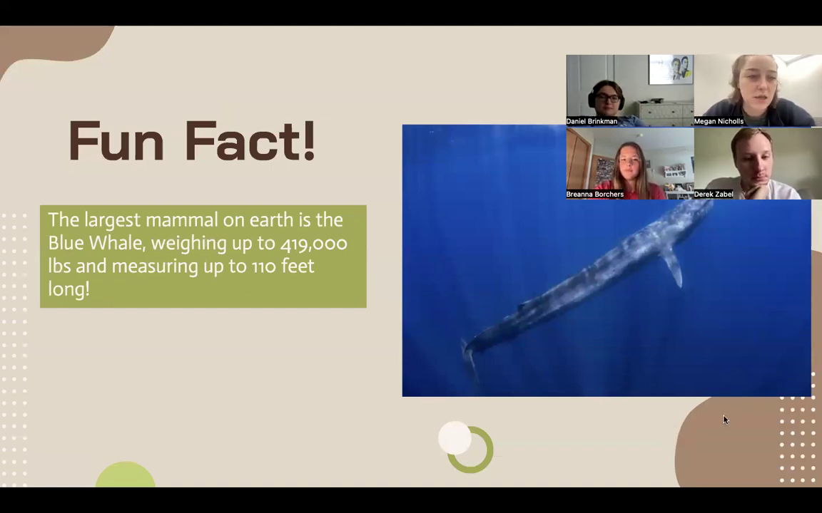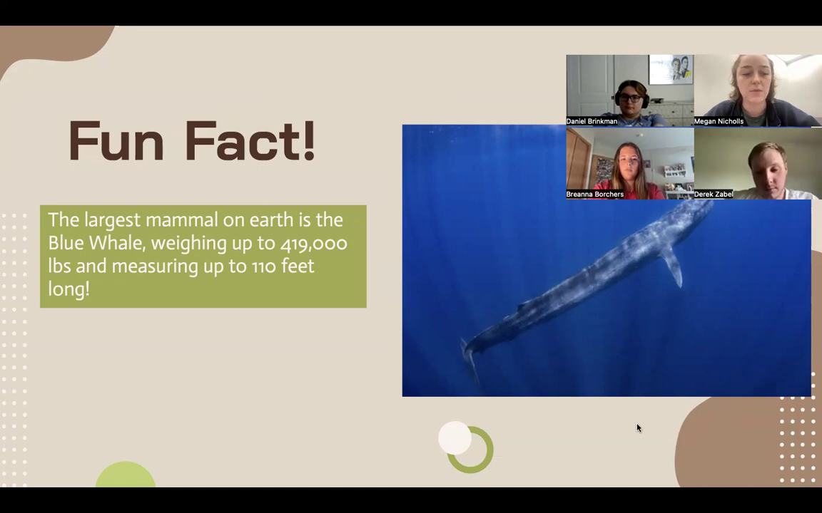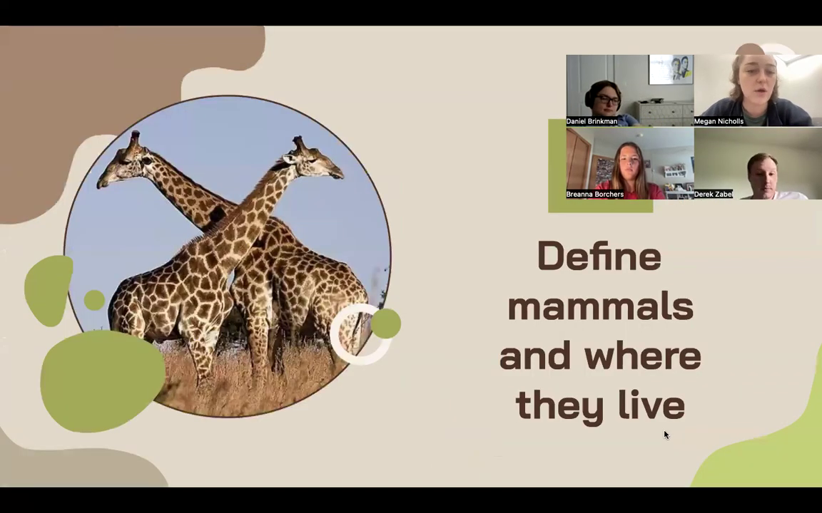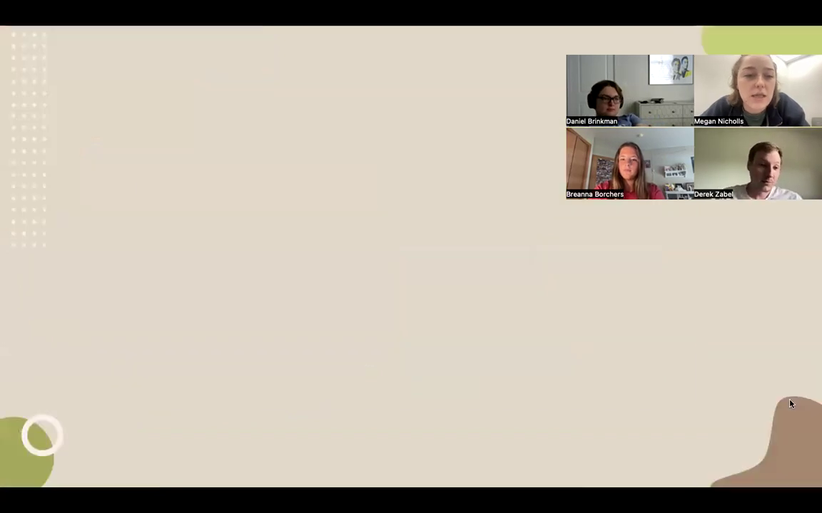And quick side note, I added in timers occasionally for activities that are longer to ease transitions. And then I tried to break up the lesson with different modes of learning or fun facts or videos and things to keep them engaged as we go. All right, first let's define mammals and where they live.